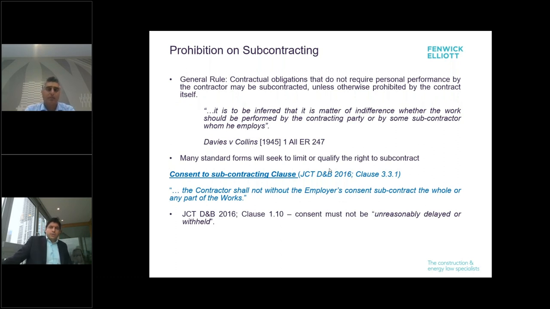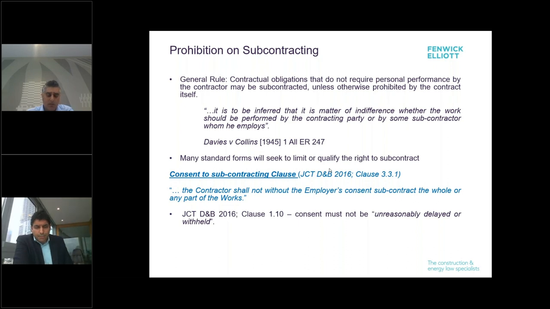Another key feature of our contracts is subcontracting. And actually the law, if you look at it, is quite accommodating to subcontracting. We've got the general rule here, which is contractual obligations that do not require personal performance by the contractor may be subcontracted unless otherwise prohibited by the contract. So the general position at law is one, the contractor can subcontract within reason, and two, they don't actually need to obtain consent. That said, many of the standard forms will seek to limit or qualify the basis on which subcontracting can occur. They'll say you can subcontract, but the subcontract's got to be on these terms, it's got to be signed as a deed, we need to have this PI, these warranties. So there's a number of hurdles you need to achieve.